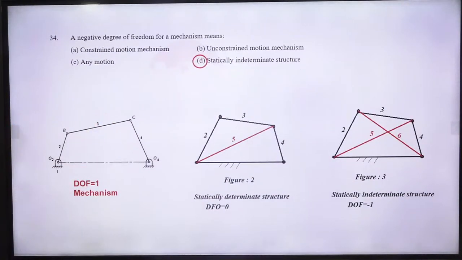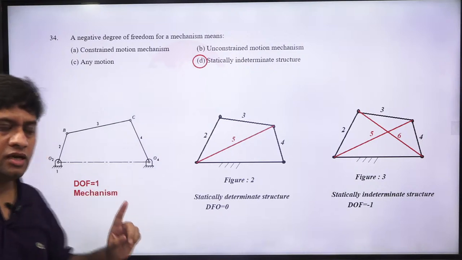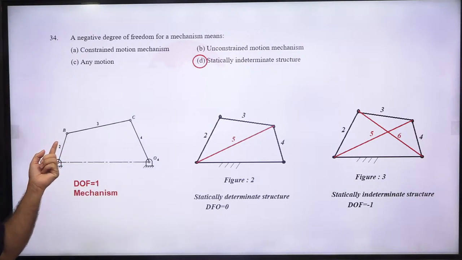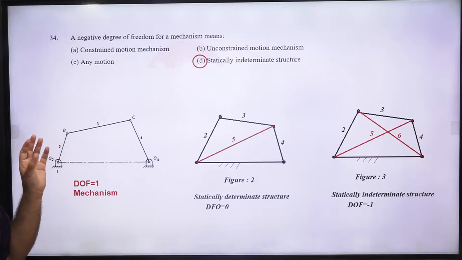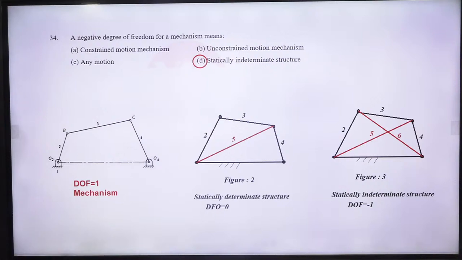See this carefully now. If I give you a 4-bar mechanism, degree of freedom is 1, and that is called a mechanism. What is the meaning of degree of freedom 1? That means if I rotate link number 2, I will get defined motion of link 3 and link 4. I will know what motion link 4 is going to display. That is called single degree of freedom.